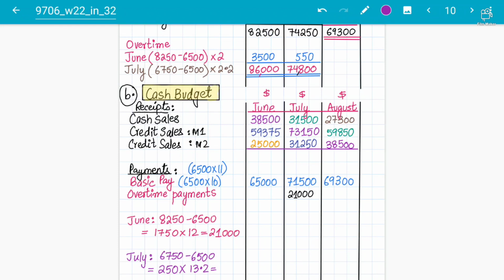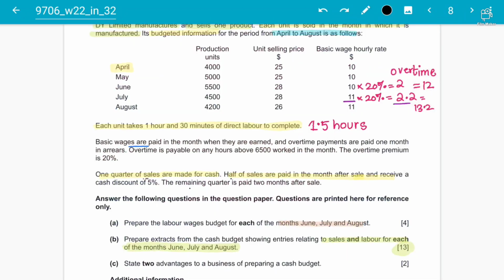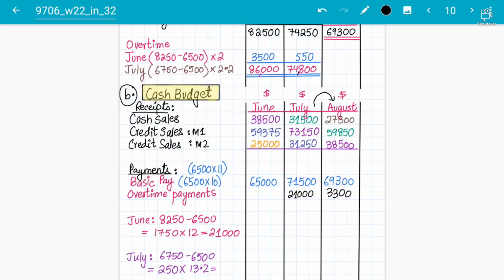So this is basically based on when you are receiving the payment, okay? So $3,300 will be the overtime payment for July, but you are going to receive it in the month of August, okay? So July overtime payment is received in August, because it's written one month in arrears. So overtime payments, it's a very important concept. July overtime payment will be received in August. June overtime payment received in July.